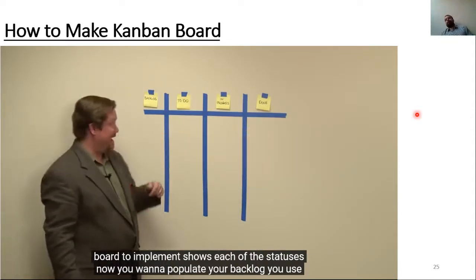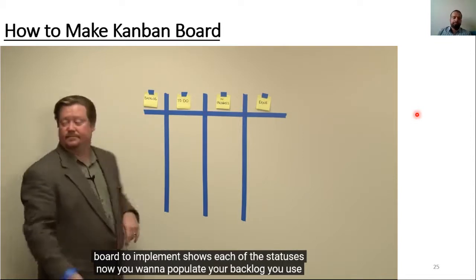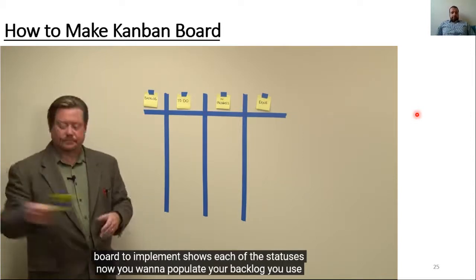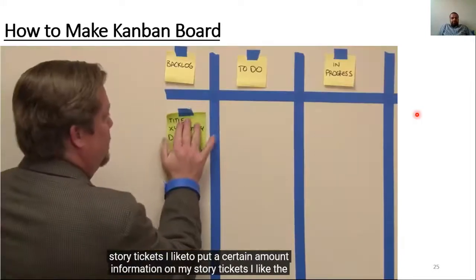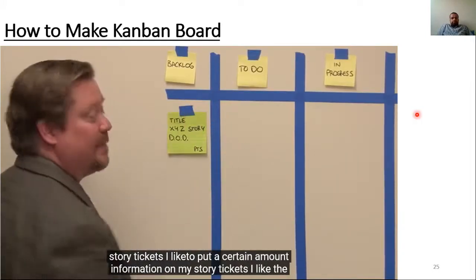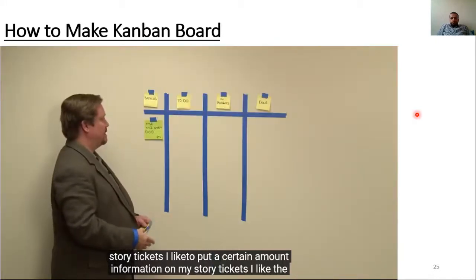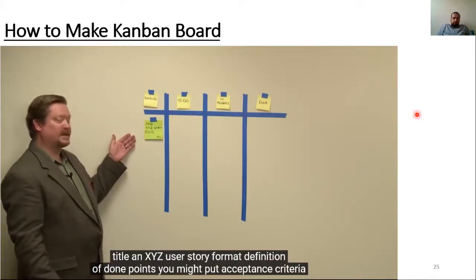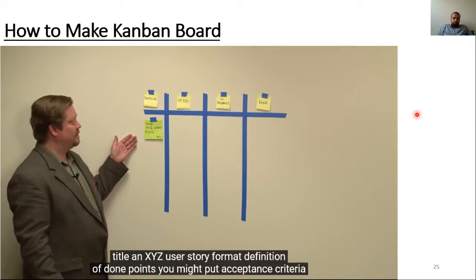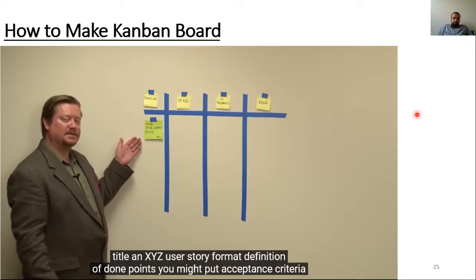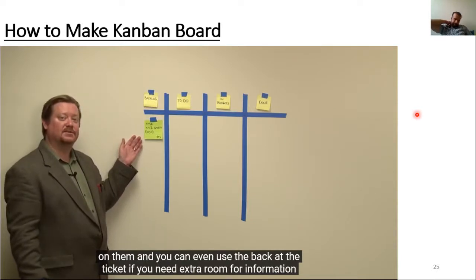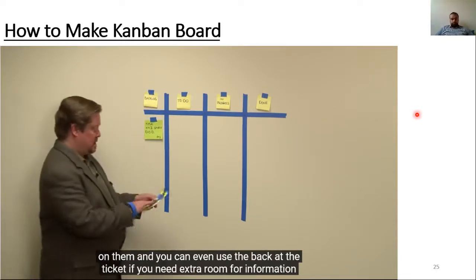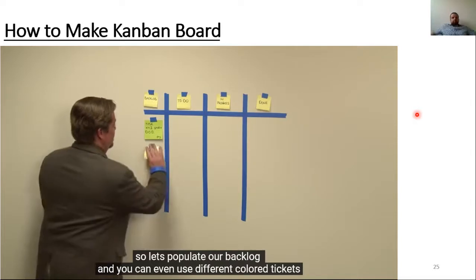Now you want to populate your backlog. You use story tickets. I like to put a certain amount of information on my story tickets. I like the title, an XYZ user story format, definition of done, points. You might put acceptance criteria on them, and you can even use the back of the ticket if you need extra room for information. So let's populate our backlog.